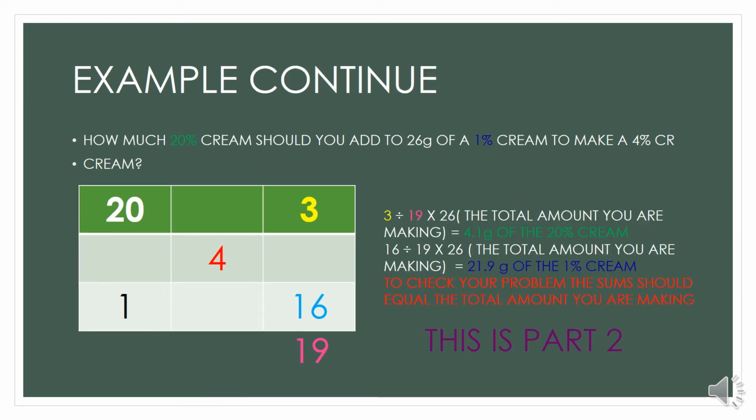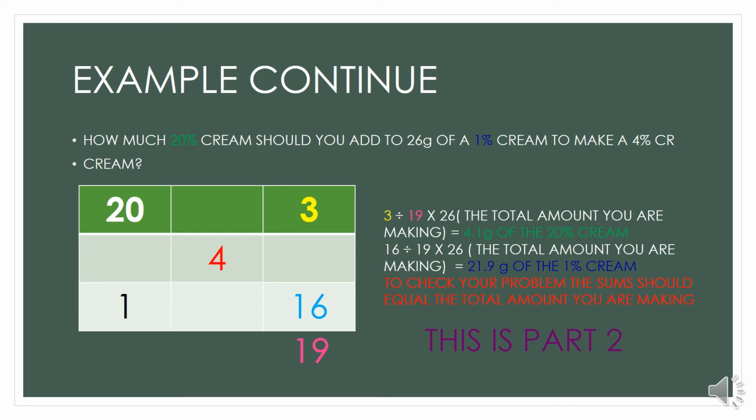Now that I have my addition and I have my total sum, I can figure out how much I need of each percent. I take my new high, which is 3, and I divide that by 19, and I multiply it by 26. Where did I get my 26 from? Because the 26 is the total amount of cream I'm trying to make. The total amount of 4% cream I'm trying to make.